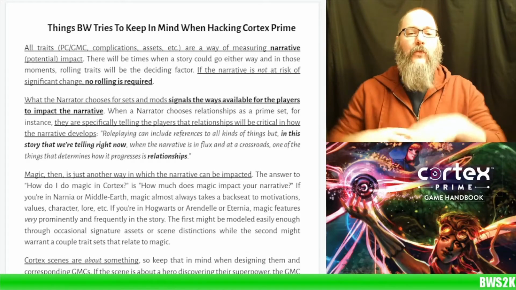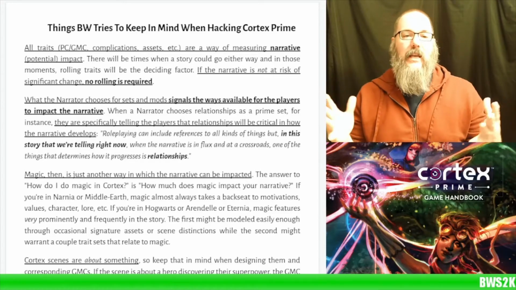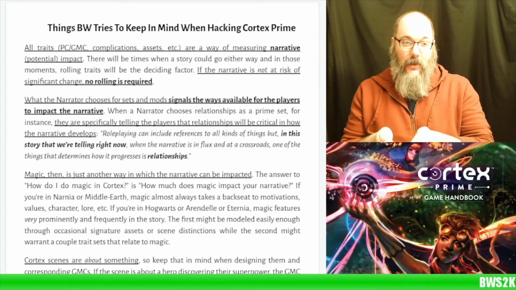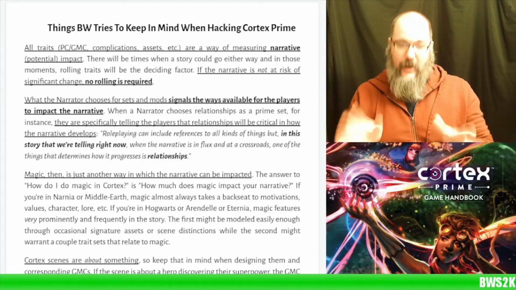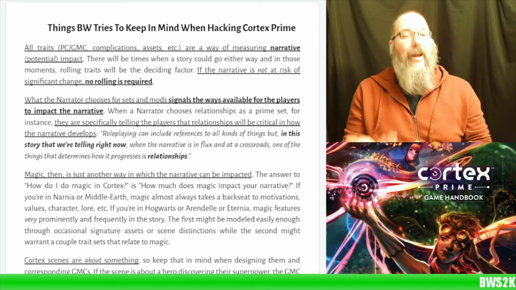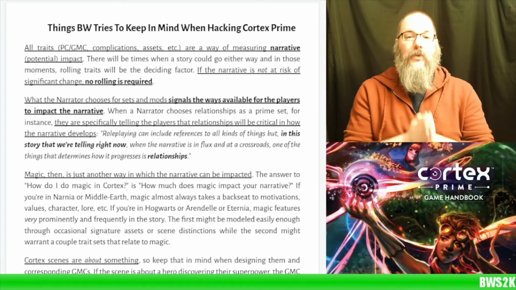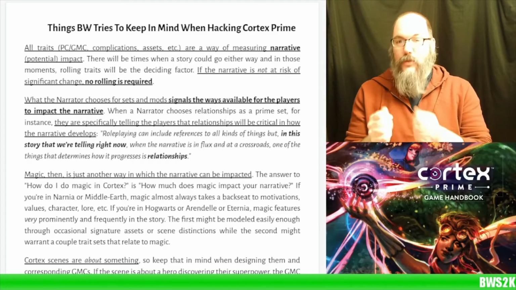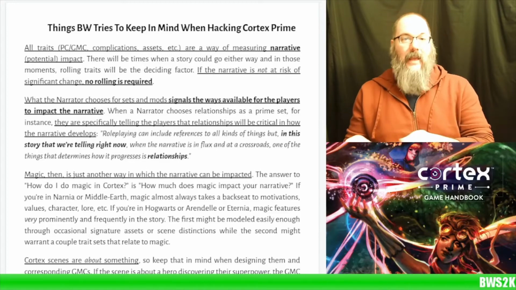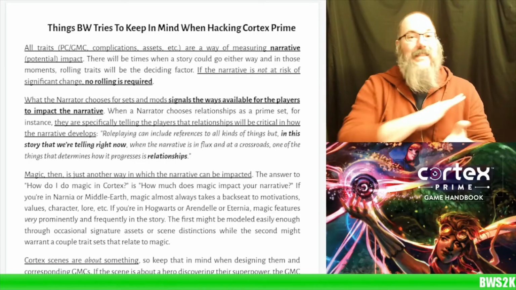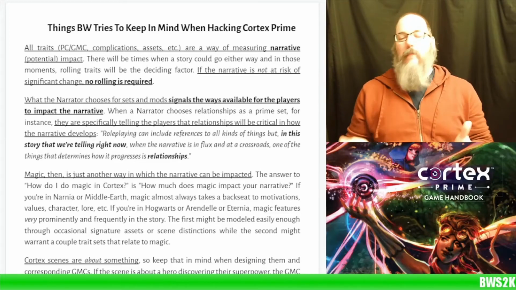So the first thing, and I think probably for me the bedrock of everything that it all builds on, is that all traits, PC traits, GMC traits, complications, assets, all traits are a way of measuring narrative impact or potential impact. There will be times when a story could go either way, and in those moments, rolling traits will be the deciding factor. Naturally then, if the narrative is not at risk of significant change, no rolling is required. So what do I mean by that?